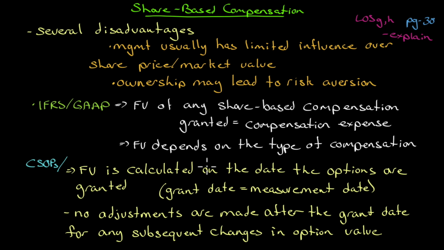Second point, ownership may lead to risk aversion. Once you start owning shares of the company, you may get a little bit more risk averse. If a lot of your income is tied to the share price, if you have an elevated share price, you might say, hey, let's just kind of coast here until the end of my vesting because this is a good price to have right now.